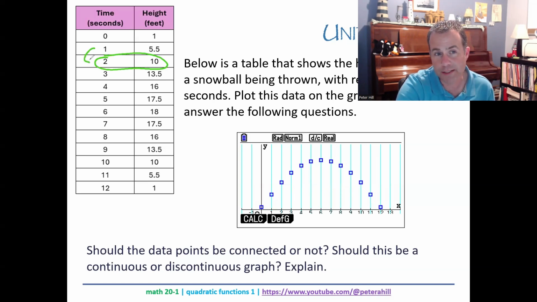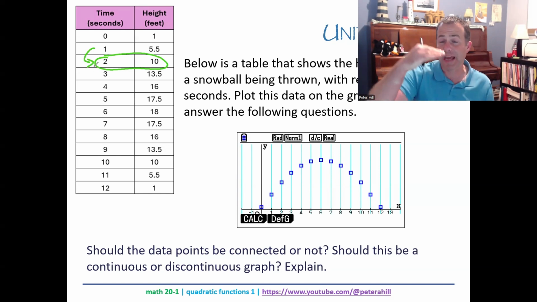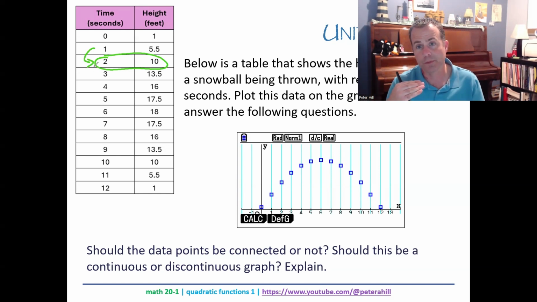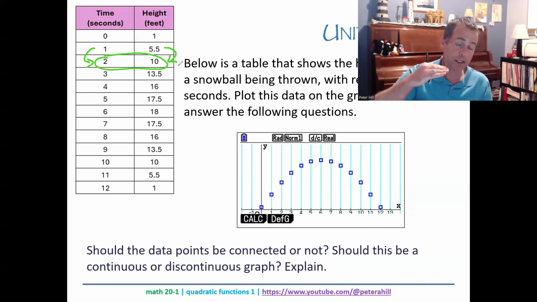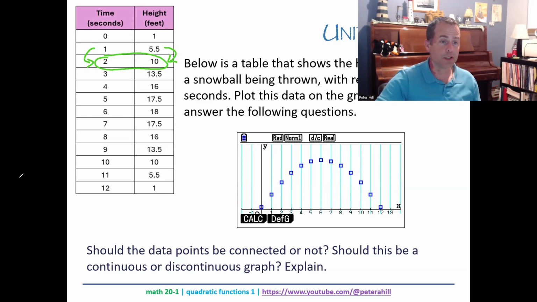But to go from 1 second to 2 seconds, I passed through every possible point between 1 and 2. And to go from 5.5 feet high to 10 feet high, I passed through every point, or I didn't, the ball did, but you know what I mean. The ball passed through every point between 5.5 and 10, okay? So the distance of the ball, the height, is a continuous item, and time is also a continuous item. We can be in between these data points. And so because of that, given the context of this question, yes, we should actually join those dots together.